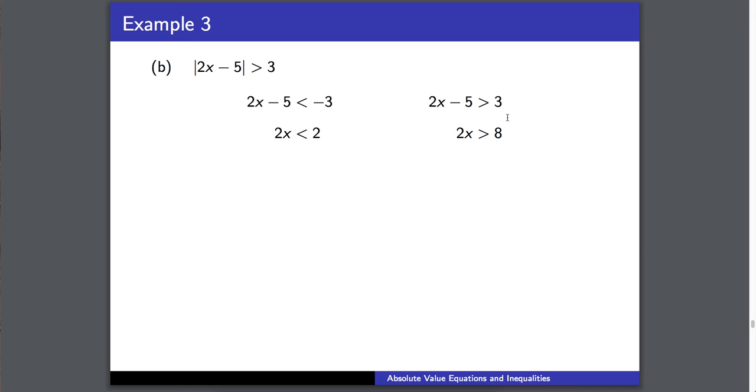Here we're going to get 2x is greater than 8. And dividing both sides by 2 in each inequality, we have x is less than 1, or x is greater than 4. So x is less than 1, open circle at 1, shade to the left. X is greater than 4, open circle at 4, shade to the right. All right, part C, absolute value of 2x plus 2 is greater than -2.